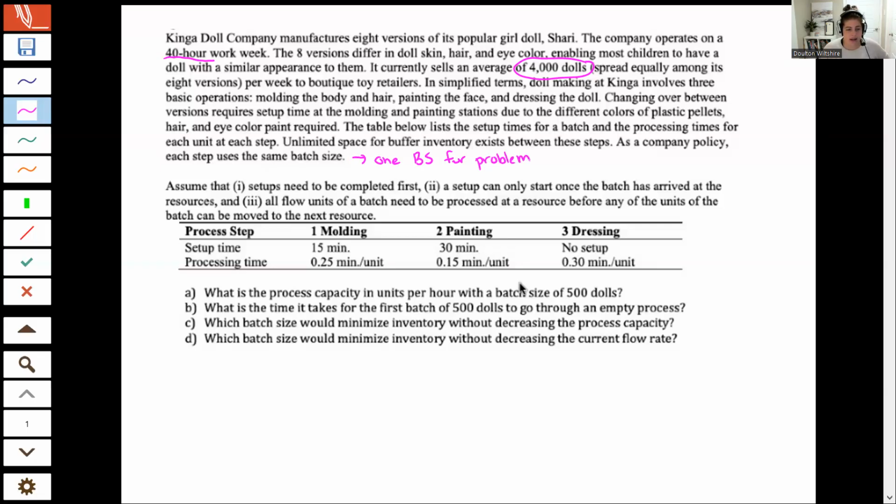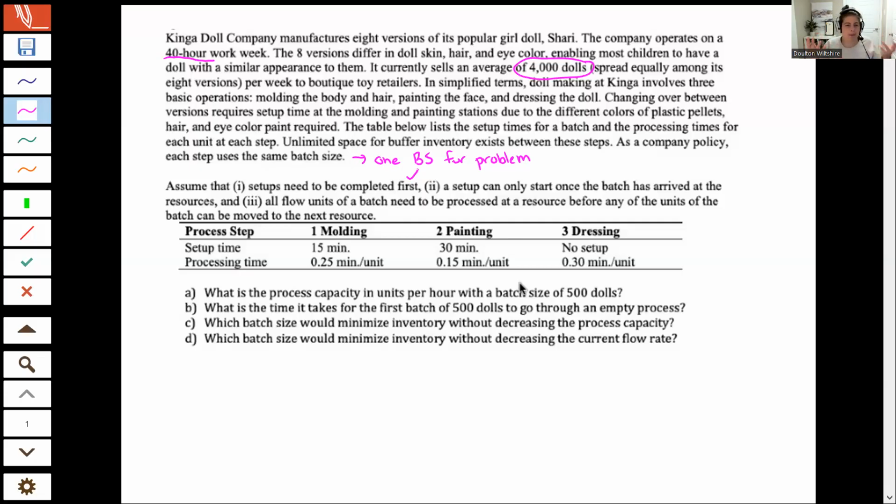So assume that the setups need to be completed first. That's important because if we're drawing inventory graphs and things like that, sometimes we can assume that we're starting with production, but no, we're saying setup needs to be completed first. A setup can only start once the batch has arrived at the resources.